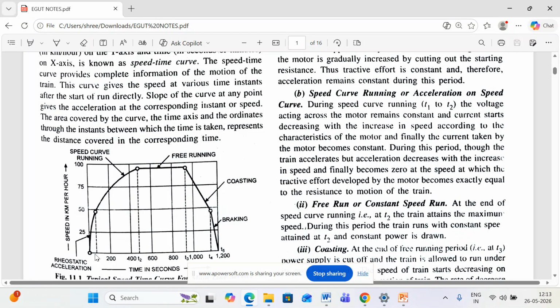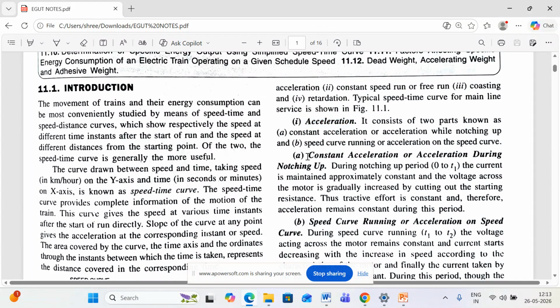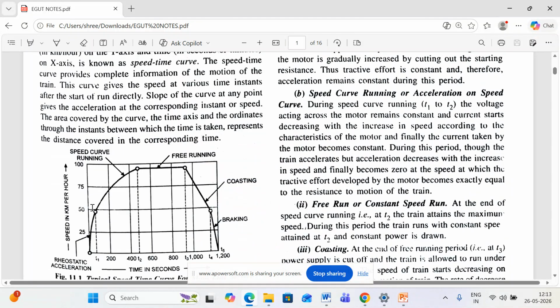The first, 0 to t1, is called constant acceleration, or acceleration during notching up. Then the second, from t1 to t2, is called speed curve running, or acceleration on speed curve. Then the next phase, from t2 to t3, is called free run or constant speed. Then from t3 to t4, it is called coasting phase. And from t4 to t5, it is called braking phase.